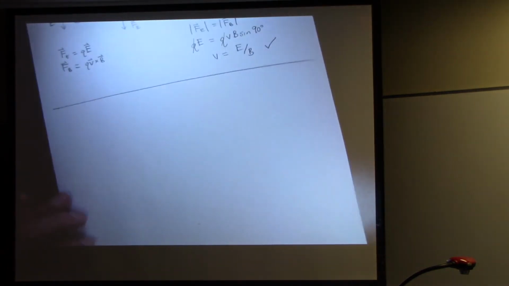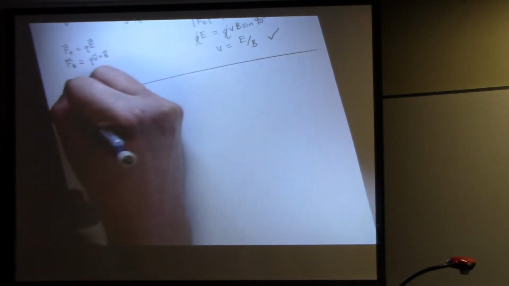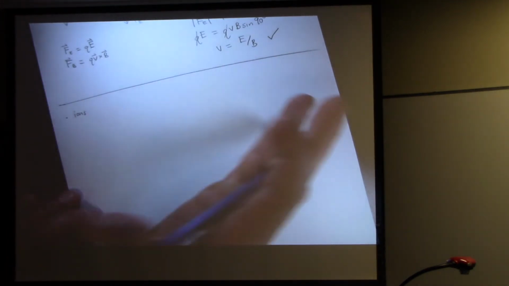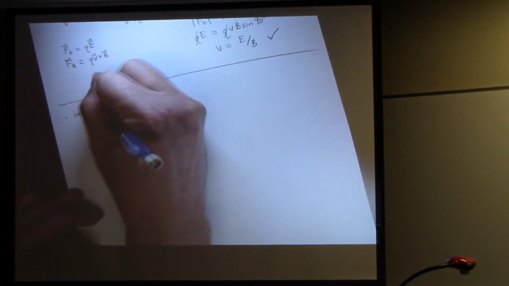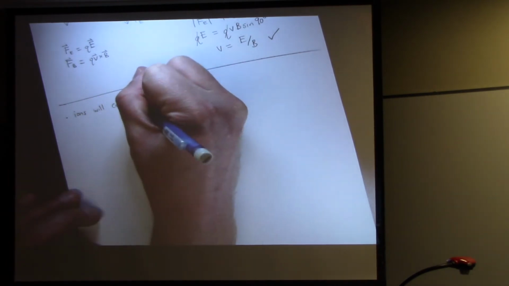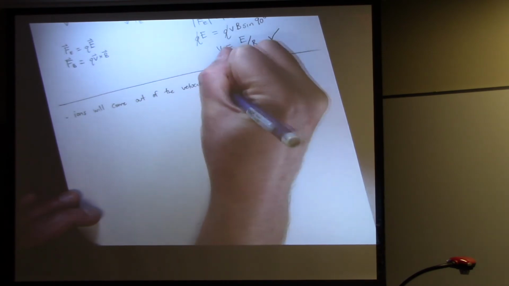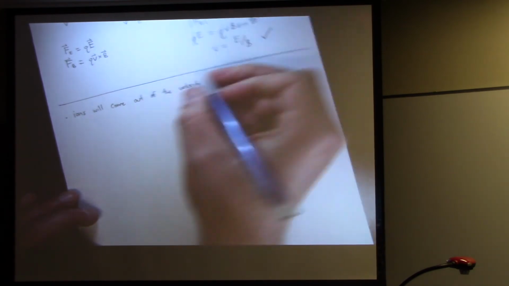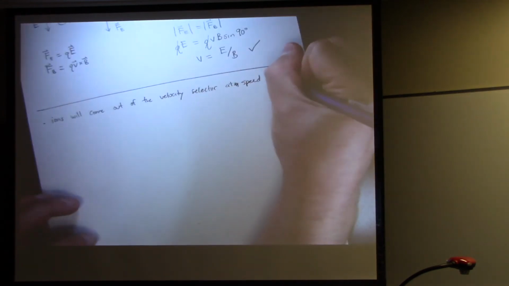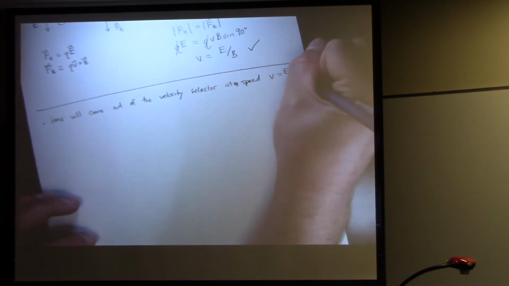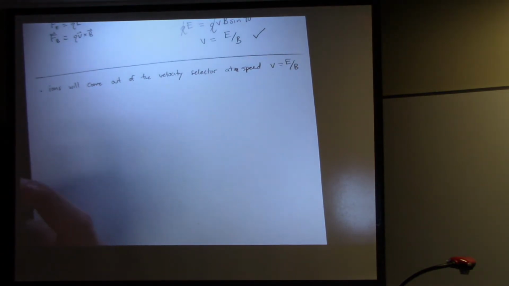So let me just do a couple derivations for you. Remember, we inject some ions into this velocity selector. How fast are they coming out of the velocity selector? Well, we already worked that out. Ions will come out of the velocity selector at speed, let's call that speed V, equals E divided by B. So it just depends on how strong the E field and the B field in the velocity selector actually were.